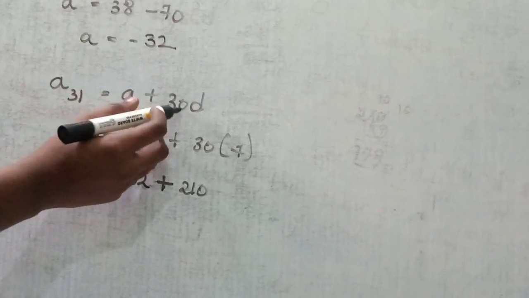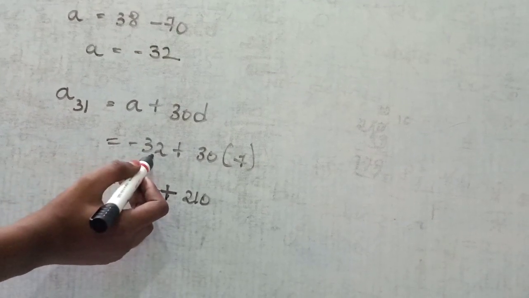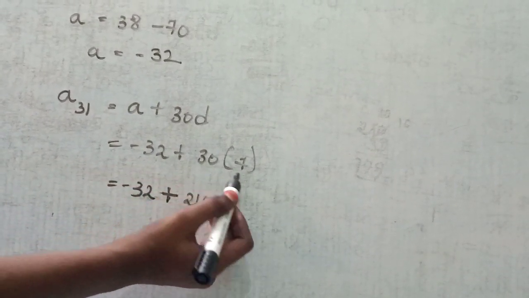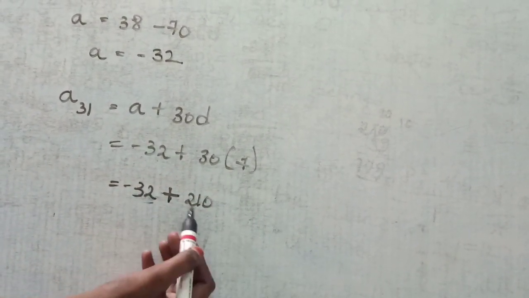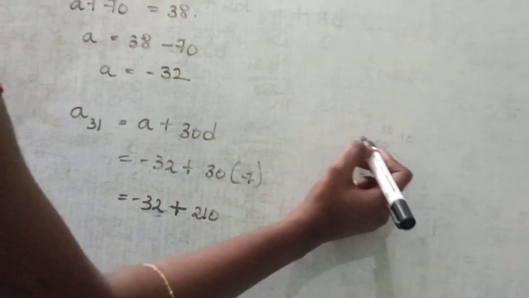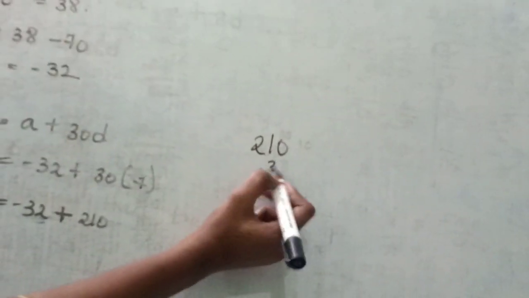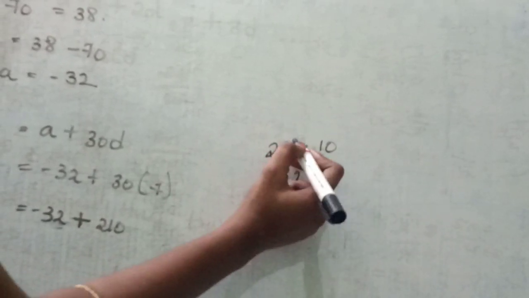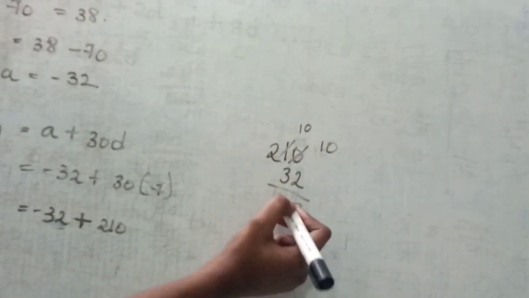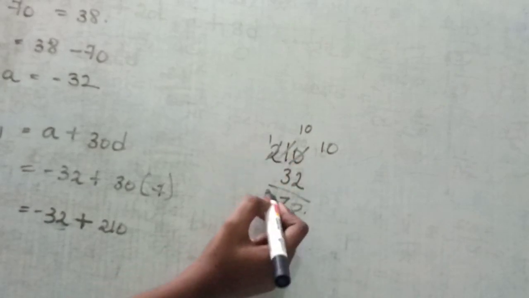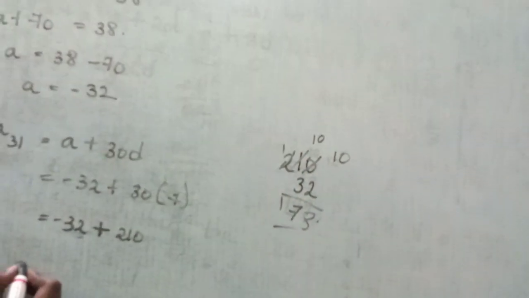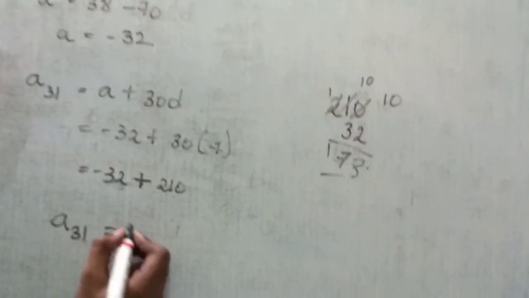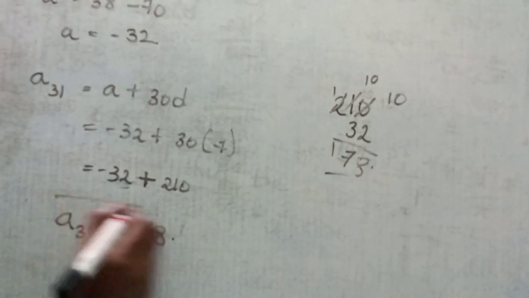A31 is equal to A plus 30D. A means minus 32 plus 30 into 7, minus 32 plus 210. 210 minus 32, 178. Therefore, A31 is equal to 178.